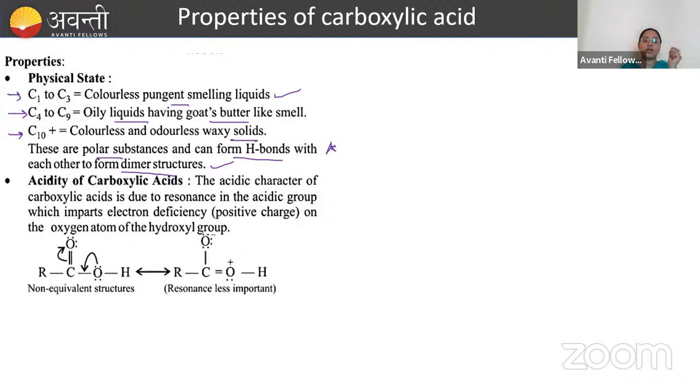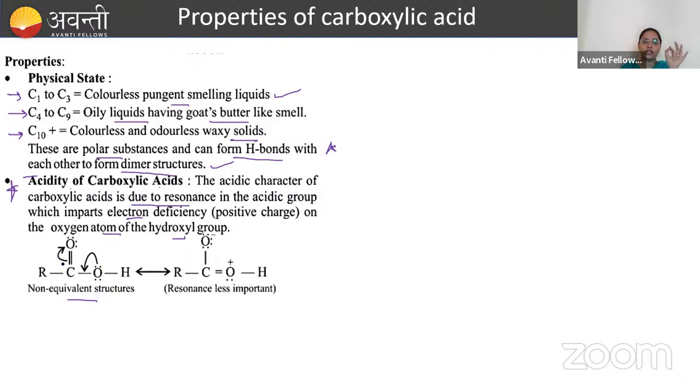Next, again, important thing is that carboxylic acids, their name suggests actually that they are acids. Okay, so what is the case for acidity of carboxylic acids? So the acidic character of carboxylic acid, why are they acidic? Because of the resonance in the acidic group, which imparts electron deficiency, that is positive charge on oxygen atom of hydroxyl group. So here you can see non-equivalent structure means what? Here only RCOOH I have shown.